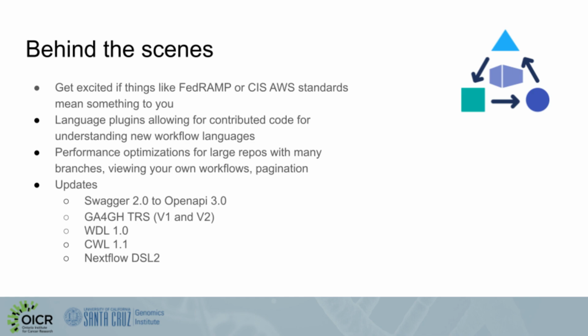For the community, we've also updated our implementation of the GA4GH standard from version 1 to version 2. Both of those are supported now. We've added support for WDL 1.0, CWL 1.1, and Nextflow DSL 2.